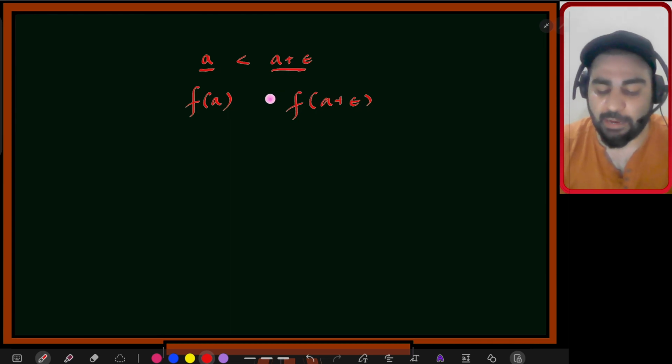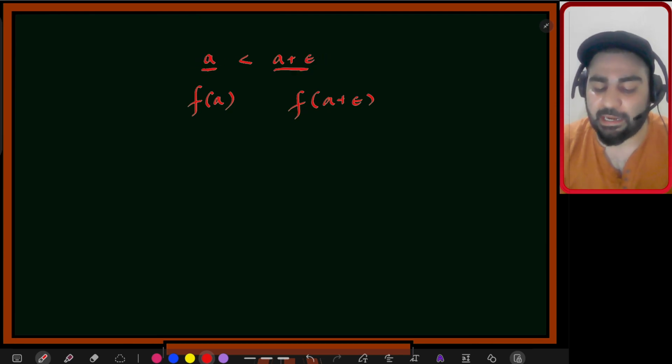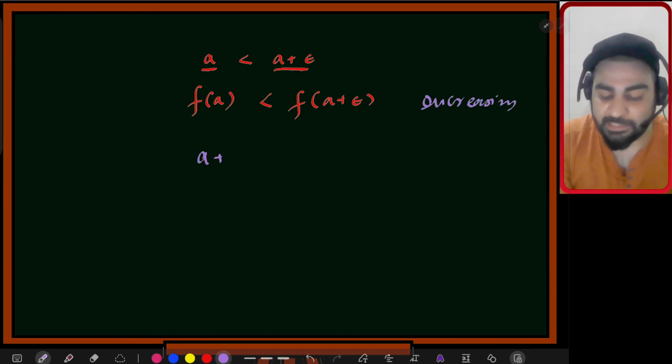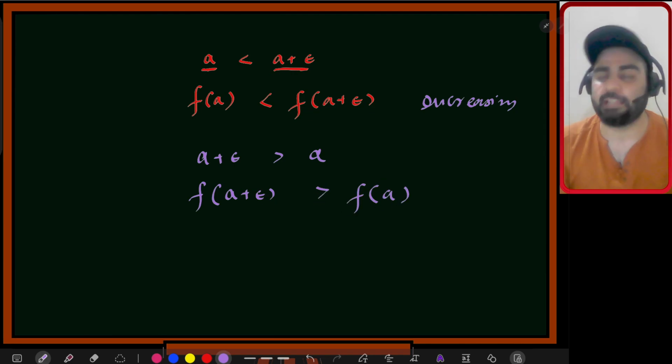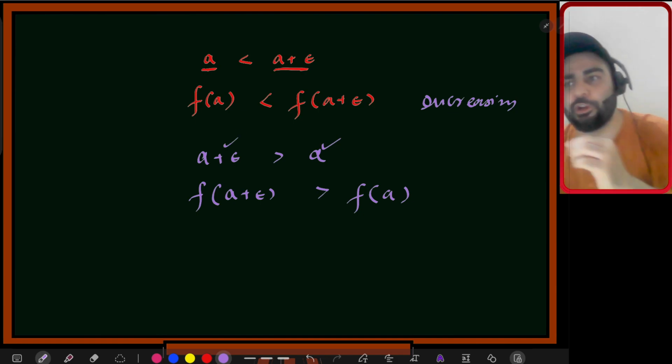Okay, and now you can clearly see that when the function is like this, if a is less and f of a is also less than this, we call this an increasing function. The other way around is like this: if a plus epsilon is greater than a, so if you compute the function, f of a plus epsilon should be greater than f of a. So you see that this function is increasing because I took a and then took a plus epsilon and you saw it increased a bit.